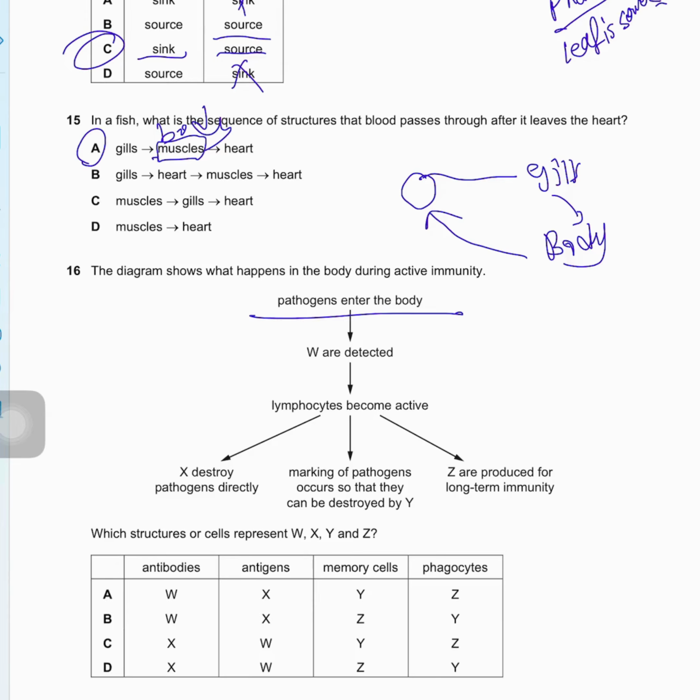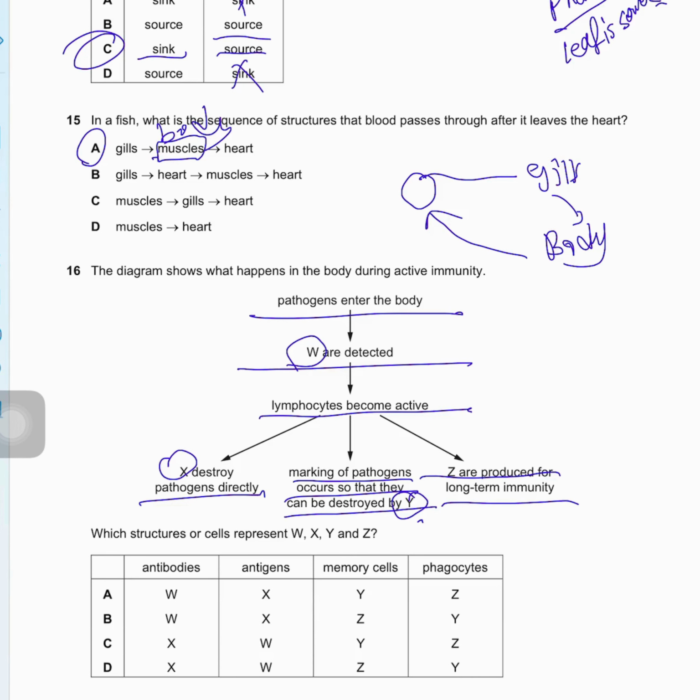The pathogen enters the body. W is detected. What is W? We will see now. Lymphocytes become active. X destroys the pathogen directly. Marking of the pathogen occurs so that they can be destroyed by Y also. They are produced, giving long-term immunity.